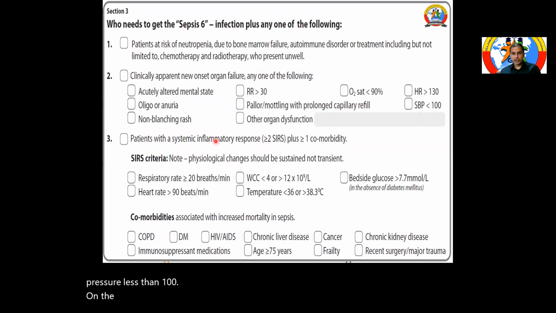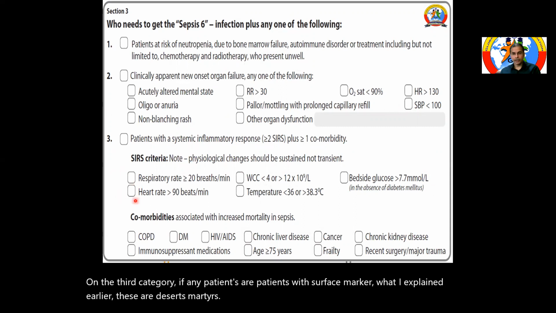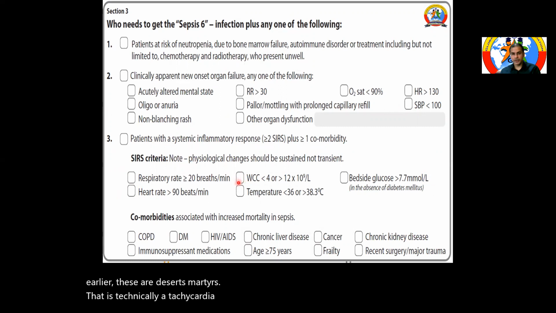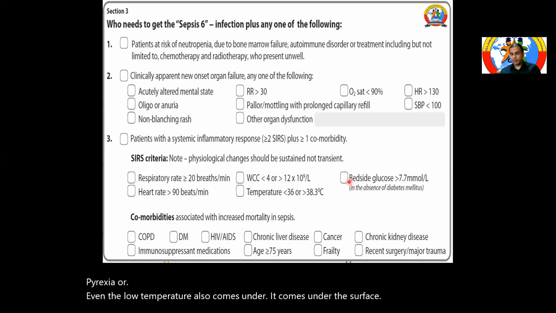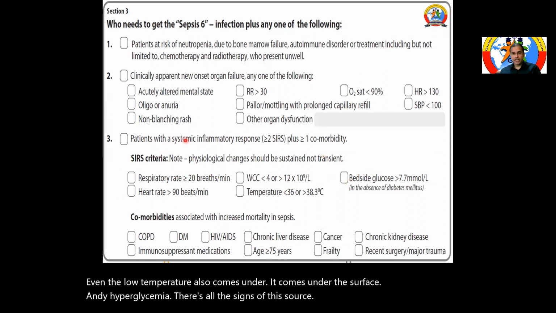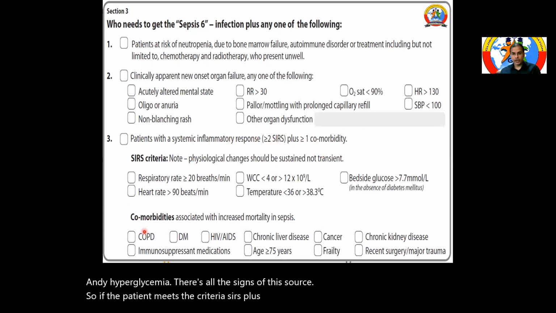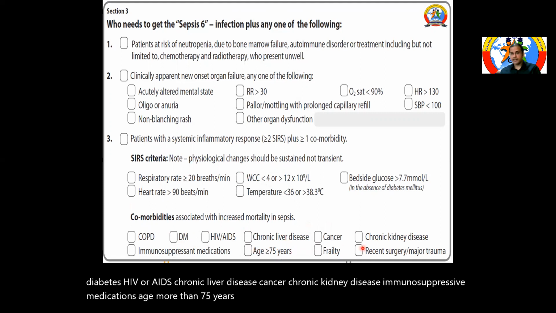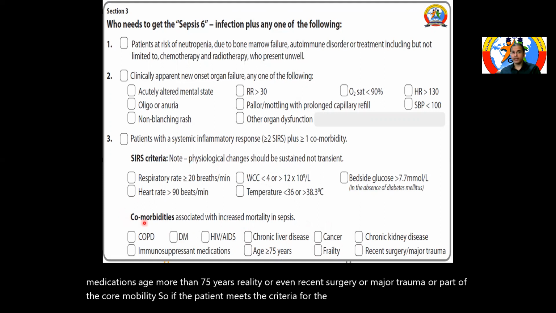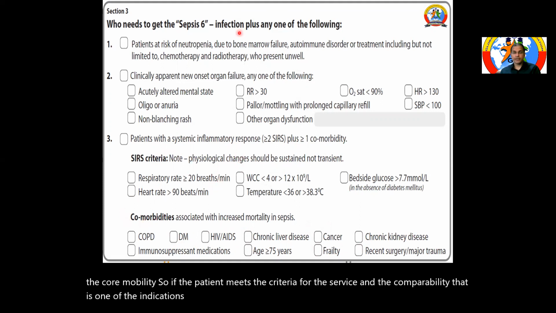And in the third category, patients with SIRS markers, what I explained earlier, these are the SIRS markers, that is tachypnea, tachycardia, low or high WBC count, pyrexia, or even low temperature also comes under SIRS, and hyperglycemia. These are all the signs of SIRS. So if the patient meets the criteria, SIRS plus one of the comorbidities, which include COPD, diabetes, HIV or AIDS, chronic liver disease, cancer, chronic kidney disease, immunosuppressant medications, age more than 75 years, frailty, or even recent surgery or major trauma, all part of the comorbidity. So if the patient meets the criteria for SIRS and the comorbidity, that is one of the indications for commencing the sepsis 6 bundle.